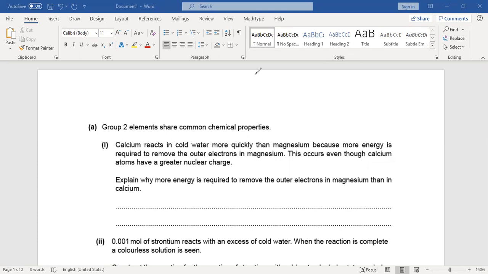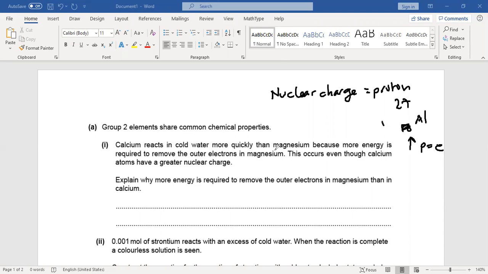Okay, nuclear charge is actually the number of protons. Please don't get confused. So nuclear charge is basically the number of protons. Okay, so if I have this data, for example, 13Al27, so 13 is actually the number of protons. Okay, so don't get confused. The number of protons is always the same as the number of electrons. Okay, so actually 13. All right.